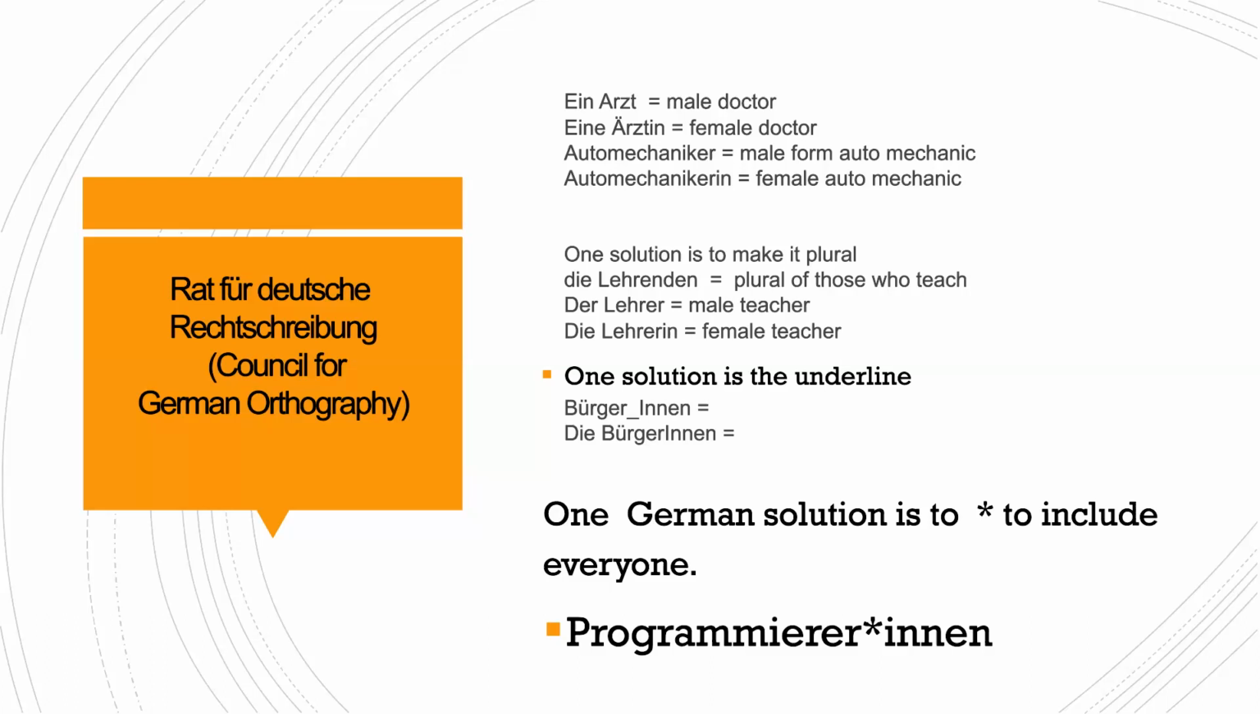But in German, everything is identified by male or female. For example, we have ein Arzt, which identifies the doctor as a male doctor. For a female doctor, we say eine Ärztin or die Ärztin, and it has an I-N ending. If we're going to talk about a mechanic, the male mechanic is Automechaniker with an ER ending, and the female has an I-N all the way through. I have several different words up here that you can see.